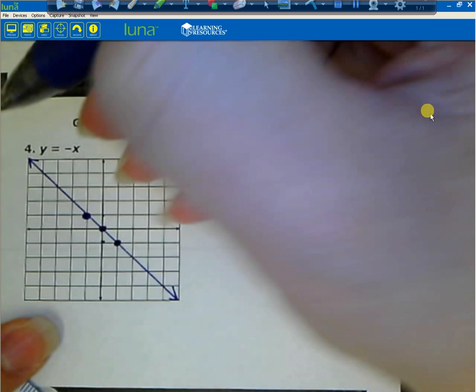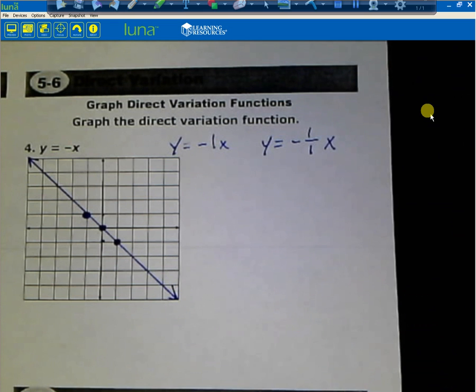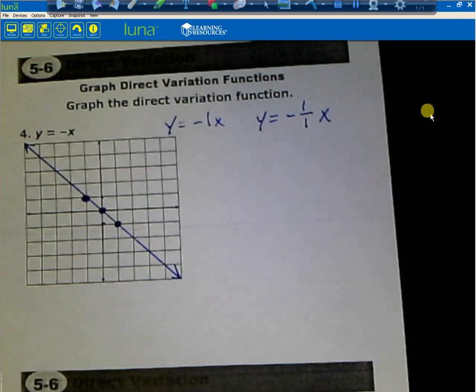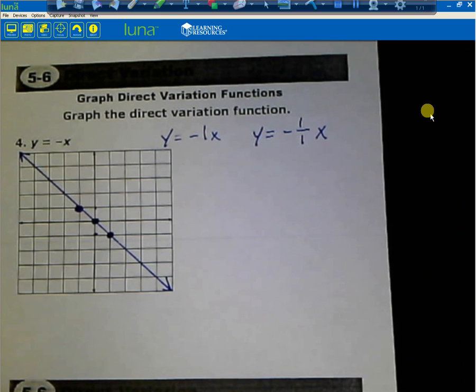Again, make sure that your line continues on beyond the points, that it doesn't just stop there. You should have arrows. It's a line. It continues on just like this. So you need to go ahead and graph that line on your own graph, and that is the direct variation equation graph for y equals negative x. Make sure that you have all that down before you move on.